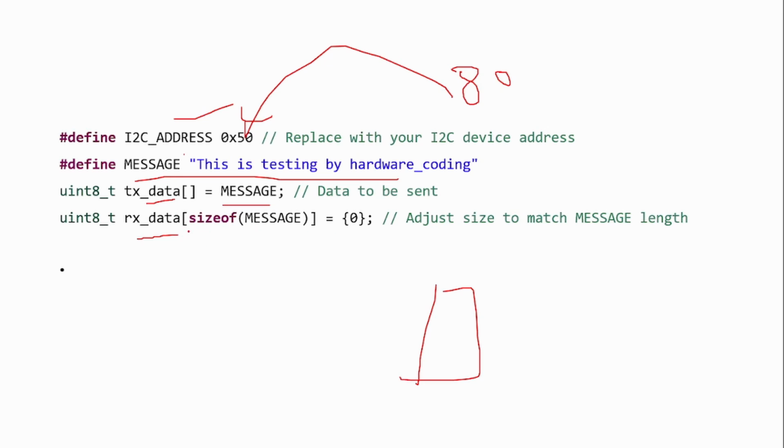Second is my rx data, and in rx data I am just storing 0, but I will make sure that the size of this rx data is the same as the tx data, and that's why you can see it's an array, but the size of the array is the size of the message. In future I am going to read this message using this variable only, so I can have exactly the same message, same size message. So these first 4 lines are there for defining the address, message and 2 variables.